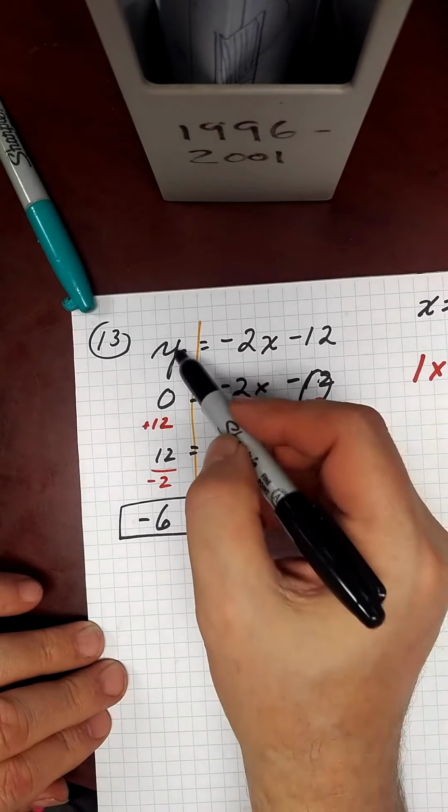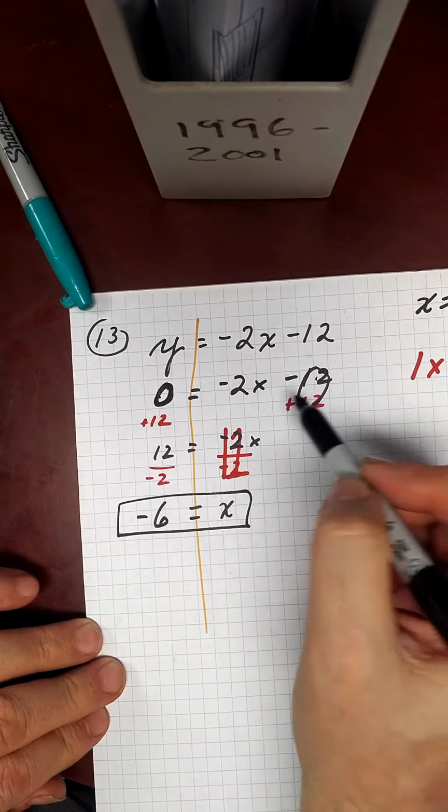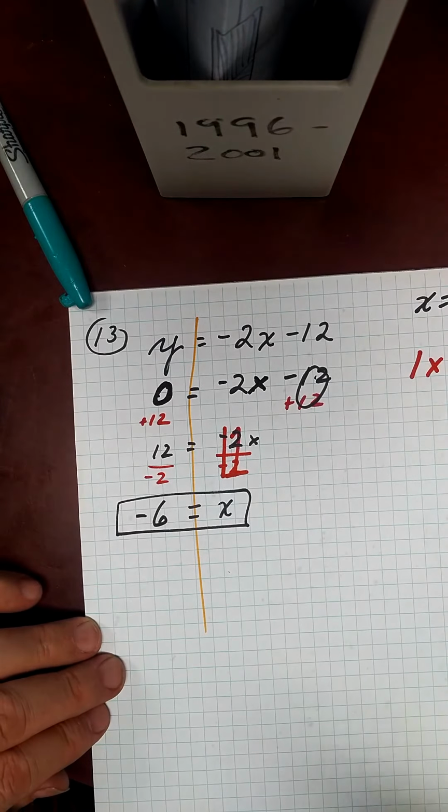So once again, take the y, make it a 0, and then solve for x, and you find out what x is.